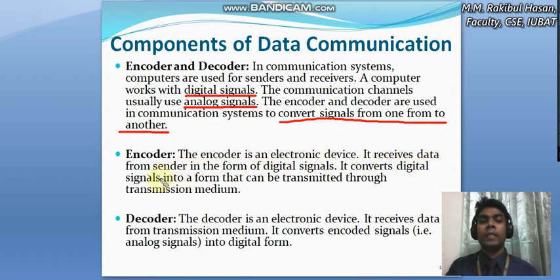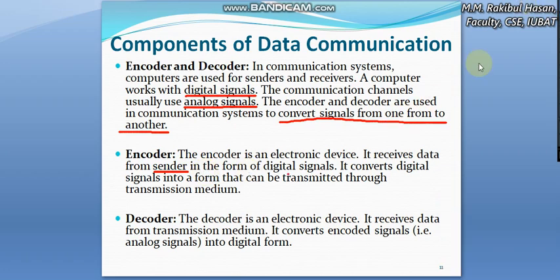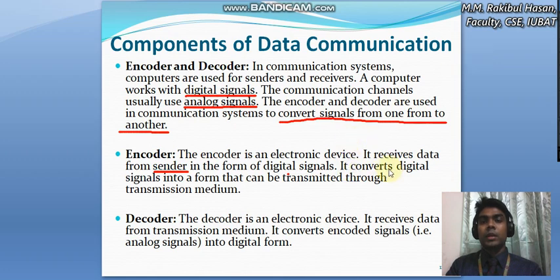It receives data from the sender in the form of digital signal. Then it converts the digital signal into a form that can be transmitted through the transmission medium. Okay, that means it can transform digital signal to analog signal. Right, so encoder can perform this task. It is nothing but a signal converter. It can convert digital signal to analog signal.